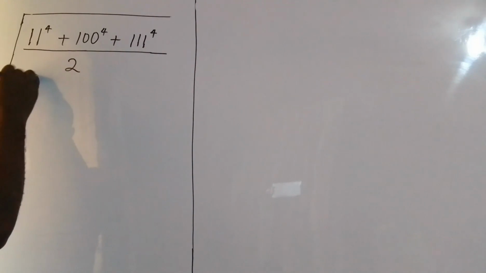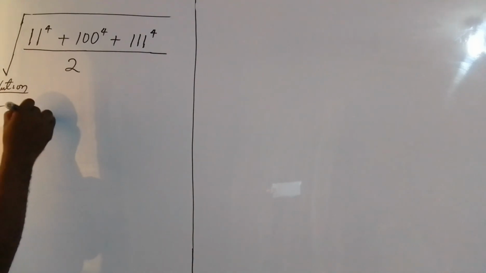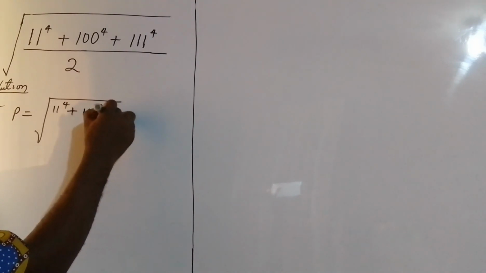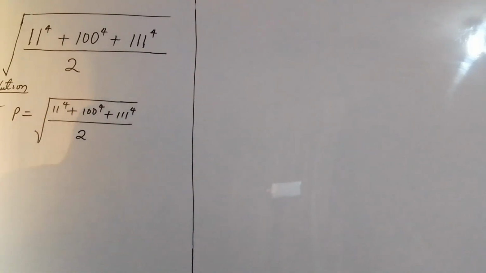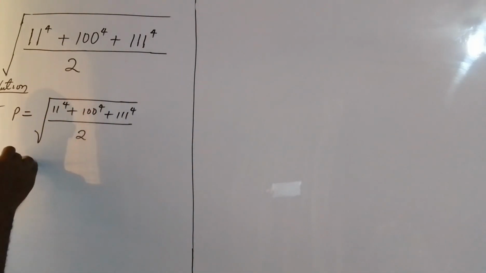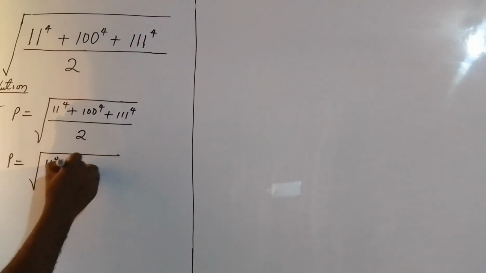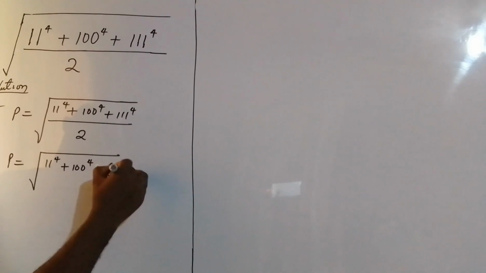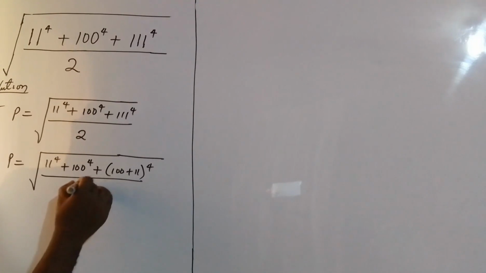So let's get started. So I'm going to put down solution. And then of course, what I'm going to do is to say let P equal to the square root of 11 to the power of 4 plus 100 to the power of 4 plus 111 to the power of 4, divided by 2. So we'll go ahead and simplify this. So therefore, we have P equal to the square root of 11 to the power of 4 plus 100 to the power of 4. So I'm going to rewrite 111 to give me 100 plus 11 all to the power of 4. Everything divided by 2.